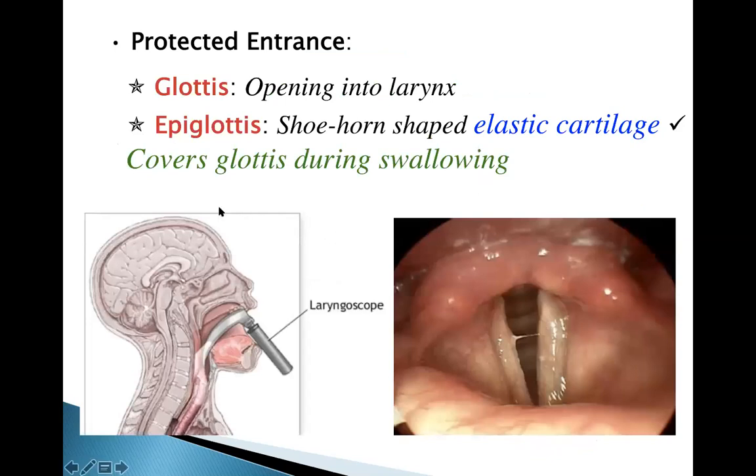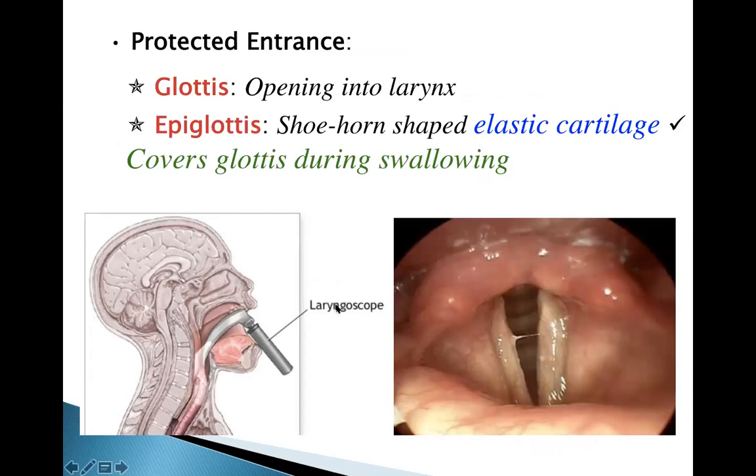All right, so I have here the protected entrance. Remember, the common term for the entrance into the respiratory pathways is the glottis. The structure that protects that entry is the epiglottis. Remember, epi means above. It's sort of a horseshoe-shaped elastic cartilage. And when we swallow, as the larynx gets pulled upward, it simply folds backwards, or posteriorly, over the opening to the larynx or the glottis.